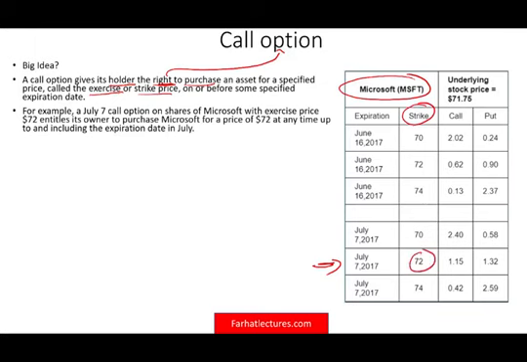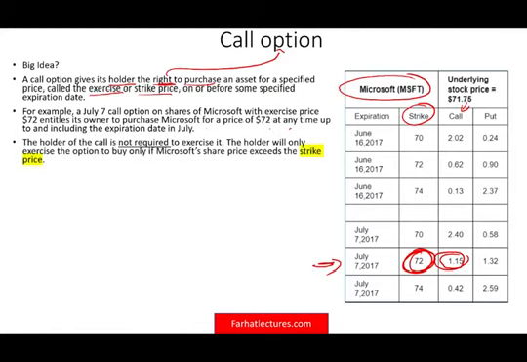So for example, July 7th call option on shares of Microsoft with exercise price of 72 to purchase Microsoft at 72 up to including the expiration date. So you can buy it at 72 up to including July 7th. Now, there's always a price to pay. You're going to pay $1.15. Notice here, this is the premium that you have to pay.